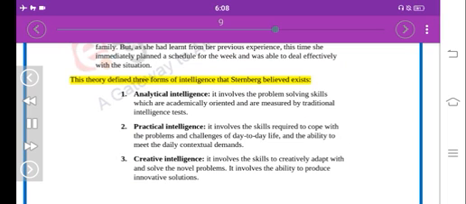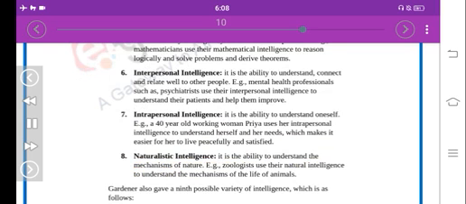This theory defined 3 forms of intelligence that Sternberg believed exist. 1. Analytical intelligence. It involves the problem-solving skills which are academically oriented and are measured by traditional intelligence tests. 2. Practical intelligence. It involves the skills required to cope with the problems and challenges of day-to-day life, and the ability to meet the daily contextual demands. 3. Creative intelligence. It involves the skills to creatively adapt with and solve novel problems. It involves the ability to produce innovative solutions.